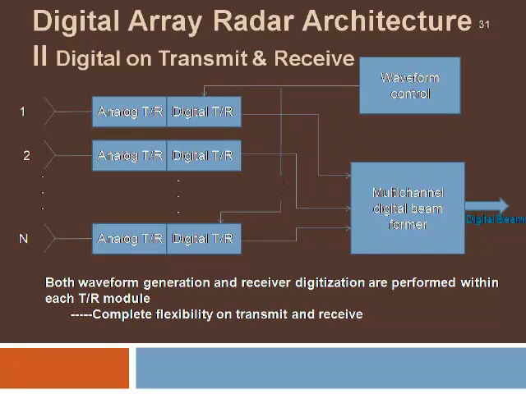That is, we are going to introduce the carrier into these digital signals and make them appear as though they are analog signals. These analog signals will be transmitted by the separate antennas, and on receiving these signals, again the analog signals will be converted back to digital form. Then they are all going to be combined for the required data using a digital combiner. So both waveform generation and receiver digitization are performed within each TR module. So there is complete flexibility on transmit and receive in this process.